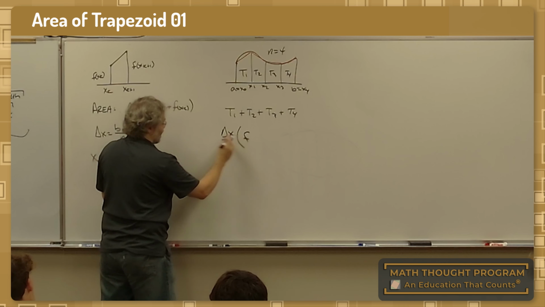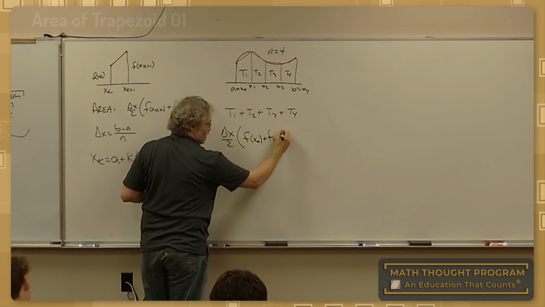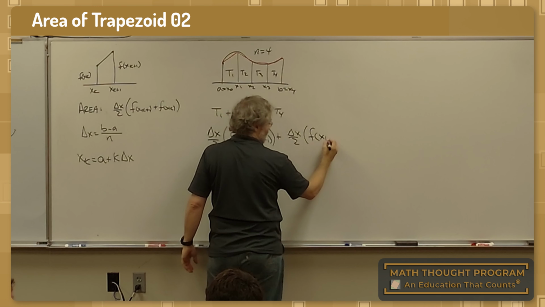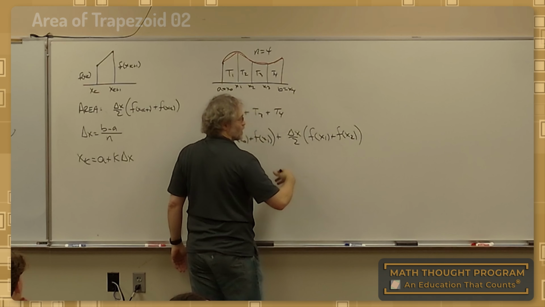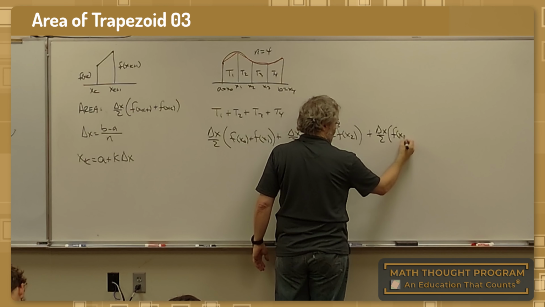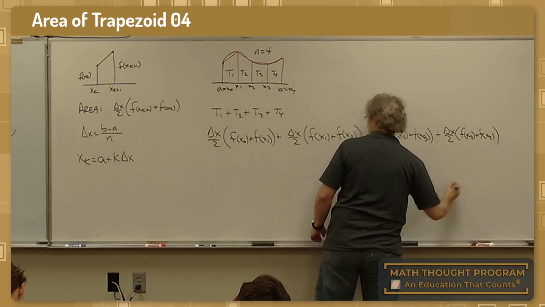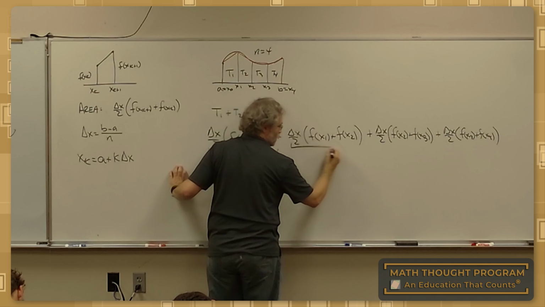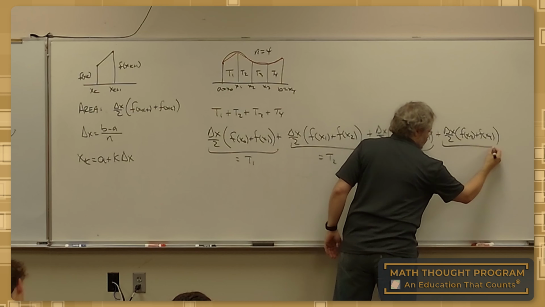And I'm going to have f of x naught, then f of x1. Then I'll have delta x over 2, and then the next one, I'm going to have x sub 1, and then x sub 2. And then I'm going to do it again: delta x over 2, f of x2, f of x3. And then for the last one. So this is the area for trapezoid 1. This is the area for trapezoid 2, trapezoid 3, trapezoid 4.